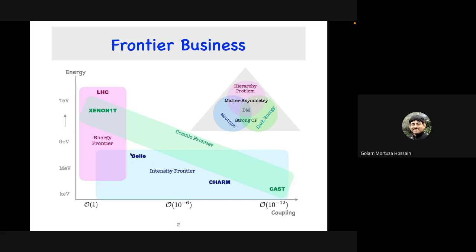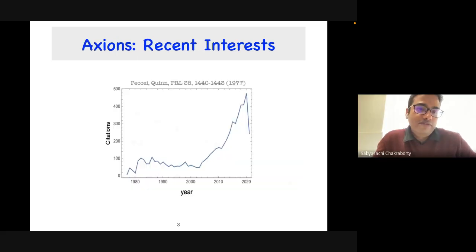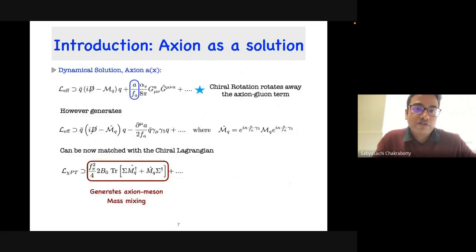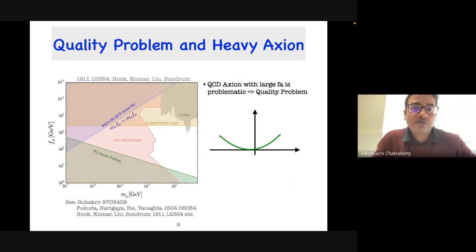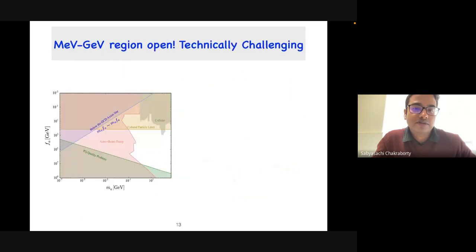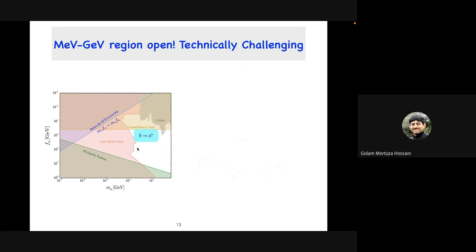But aren't these energy ranges already probed? Some of them are probed, but for axion, since it becomes a two-loop process, it becomes technically challenging, and that's why it has not been probed. That's why you see a white region. That's why it's empty. And this is the reason we focused on it.